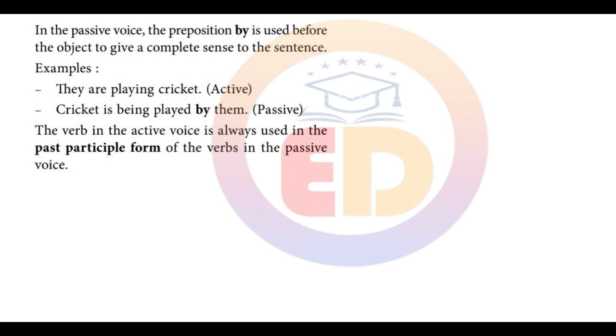The second and most important rule, the addition of preposition. In the passive voice, the preposition by is used before the object to give a complete sense to the sentence.